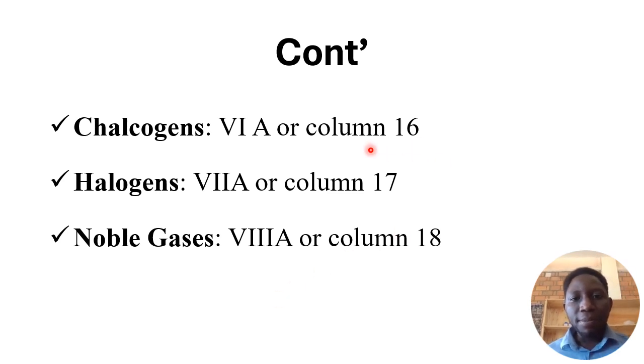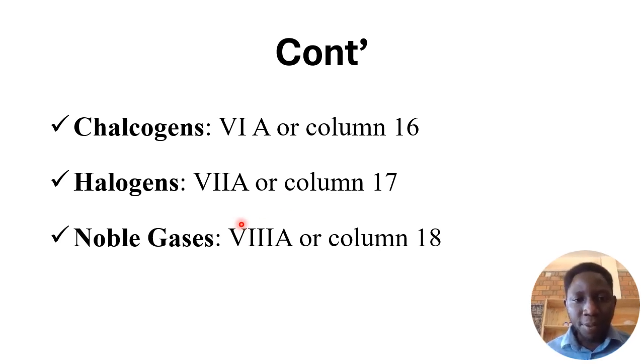We have column 16, or the column or group 6. This group 6 is called the chalcogens, the elements that have 6 electrons in their outermost shell. Those are oxygen, sulfur, and the other elements that have 6 electrons in their outermost shell.